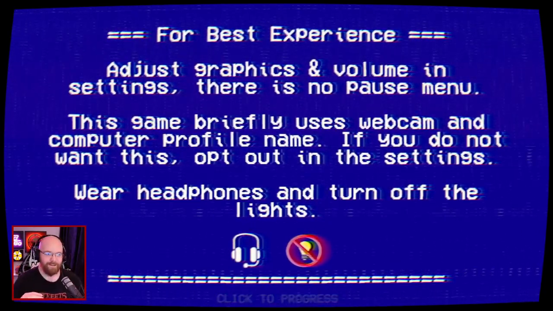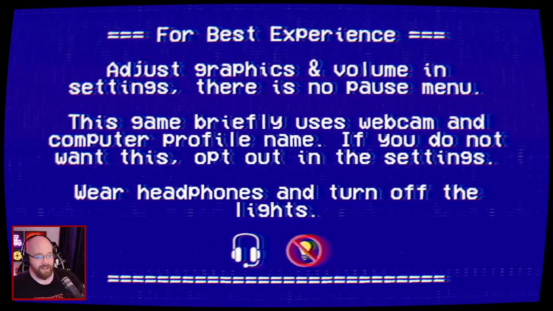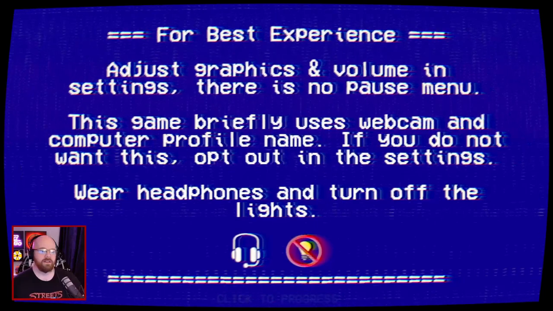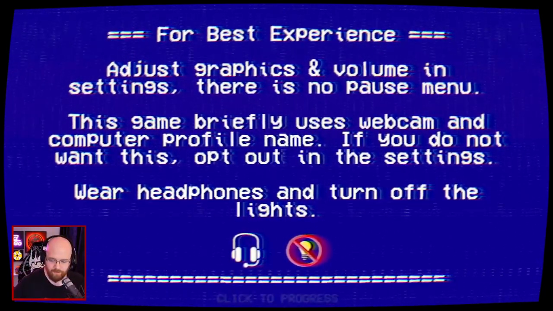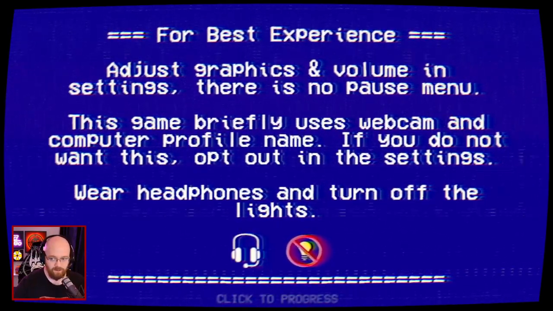There is no pause menu. This game briefly uses webcam and computer profile name. If you do not want this, opt out in settings. I will be opting out in settings. Wear headphones and turn off the lights. I'm assuming you can all hear the hum. And turn up just as much so you can definitely hear the hum.